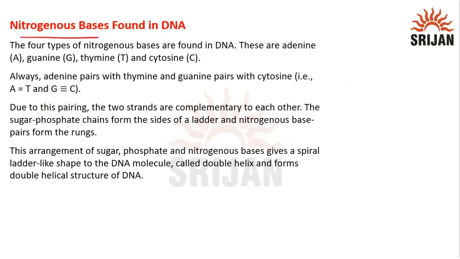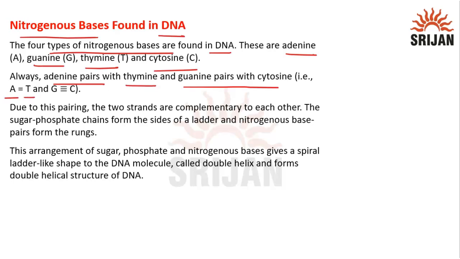The nitrogenous bases found in DNA. The four types of nitrogenous bases found in DNA are adenine, guanine, thymine, and cytosine. Always adenine pairs with thymine and guanine pairs with cytosine. That is A forming double hydrogen bonds with T and G forming triple hydrogen bonds with C. Due to this pairing, the two strands are complementary to each other.